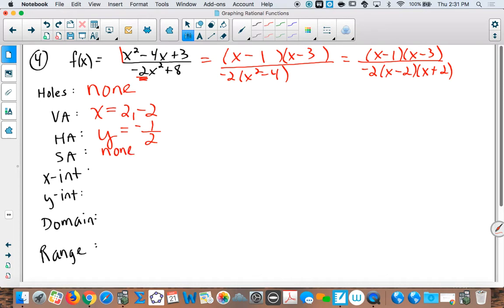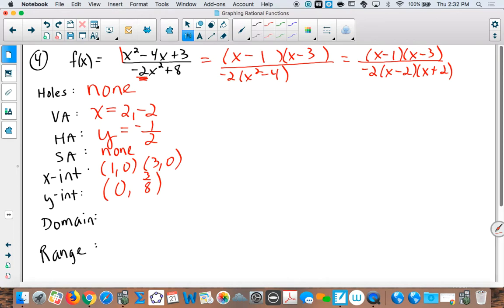Okay. X-intercepts. There are 2. Yep. 1 and 3. So (1, 0), (3, 0). I would look at the factored form to help you with those. The y-intercept, the non-factored form, is usually easiest. What would our y-intercept be? 0. All the x stuff cancels out. We're left with 3/8. Okay.